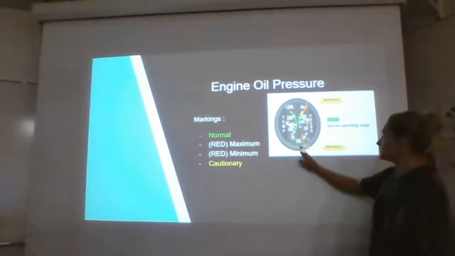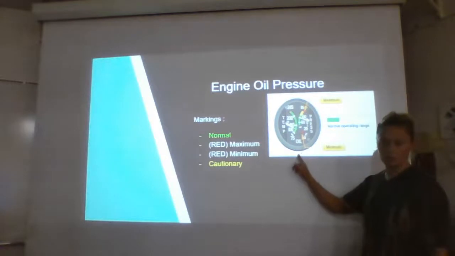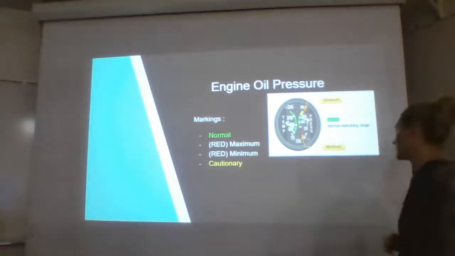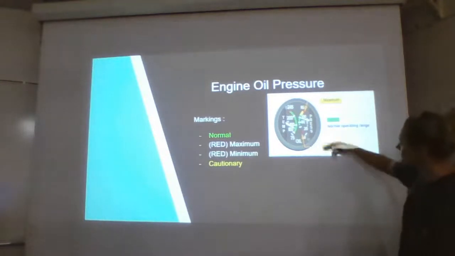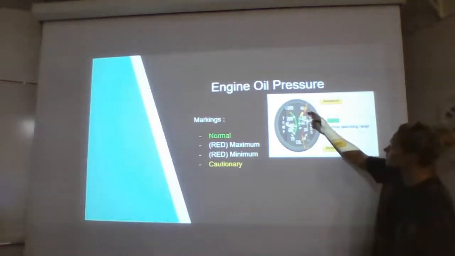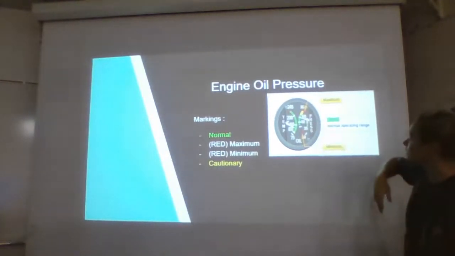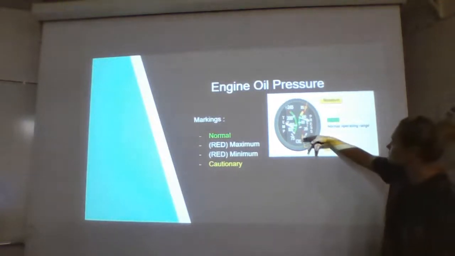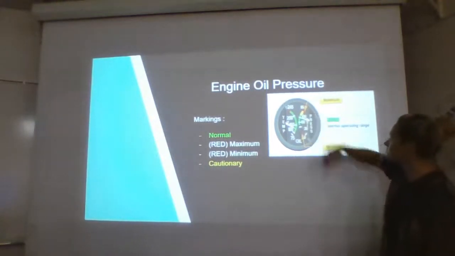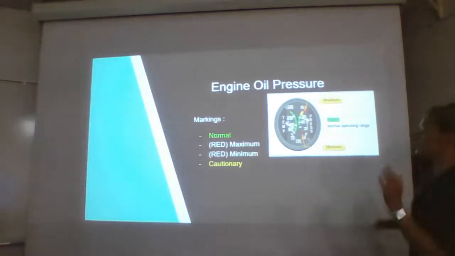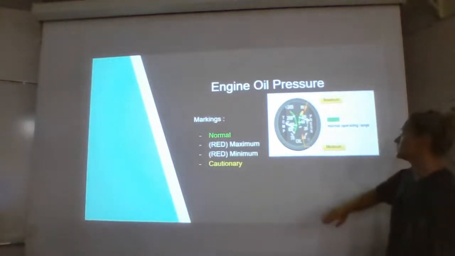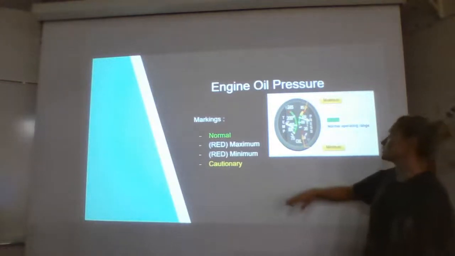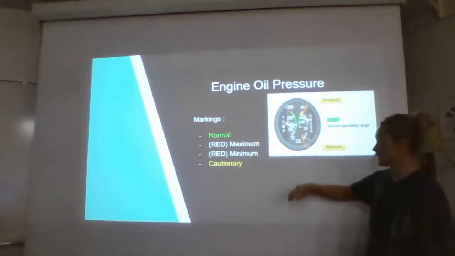Okay, so this is a dual gauge. It's going to tell you your pressure and your temperature for your engine oil. Right now, I'm just talking about your engine oil pressure. So we have this little semicircle reading panel here, and it has a list of numbers from 0 all the way up to 115. I just want you guys to be familiar with these colors and what they mean to you on this gauge.